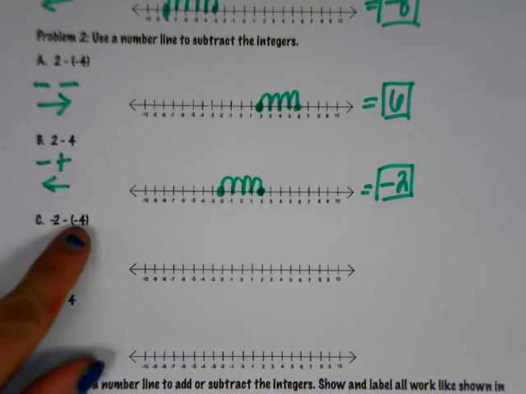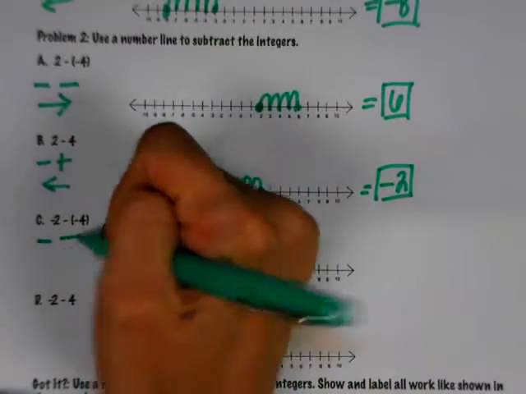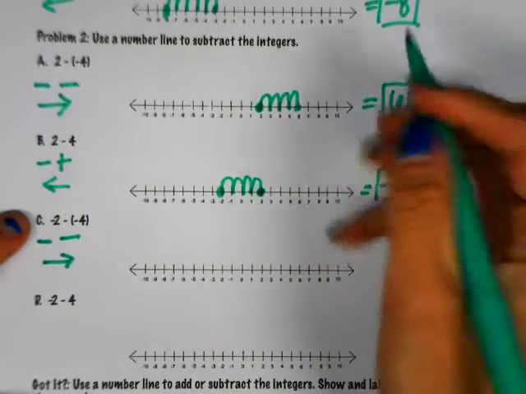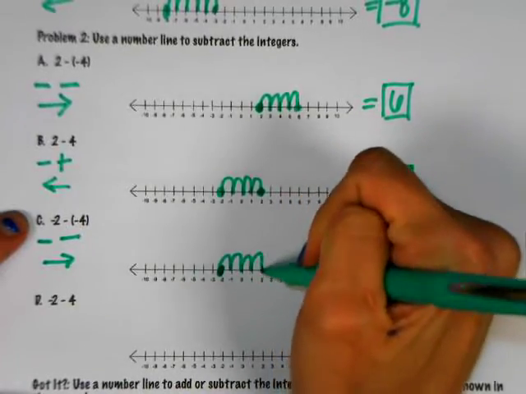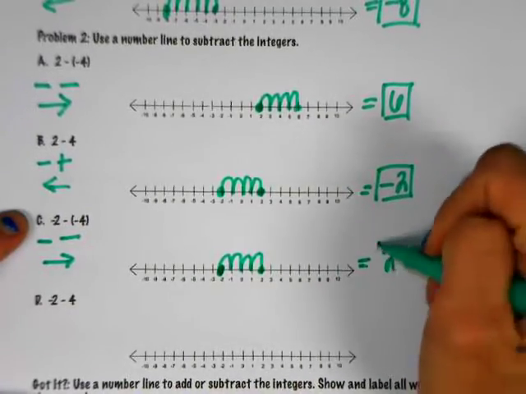We're at this one, we're subtracting a negative again, so that's to the right. So negative 2, right 4, so you get positive 2.